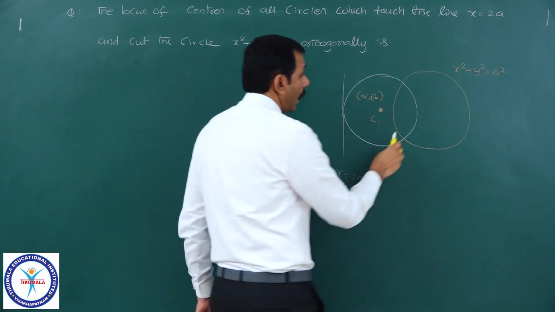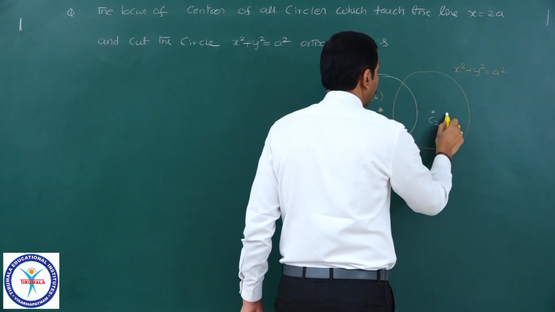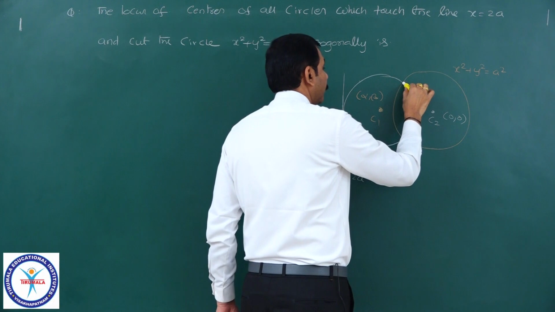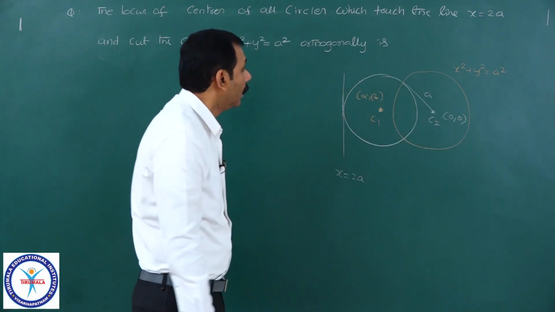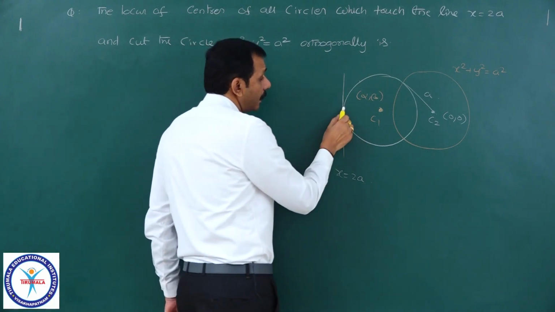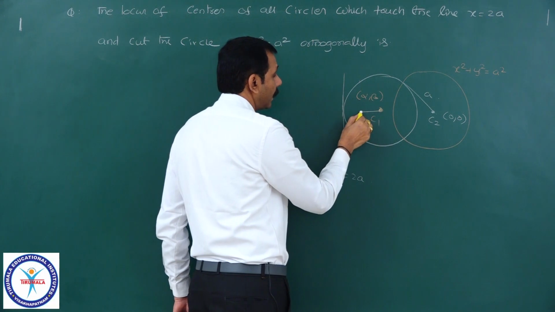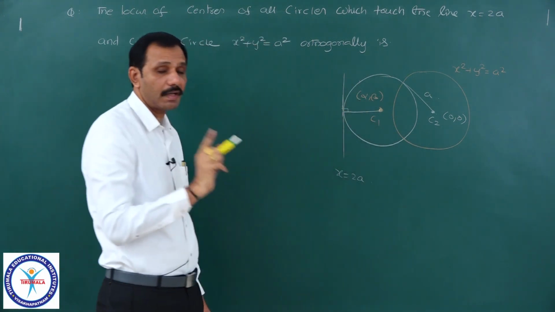As usual, I will take C2 as the center of this circle. What is this one? 0 comma 0. And of course, the radius of this circle we know. What is this radius? It is equal to a. And now the radius of this circle is nothing but the perpendicular distance from center alpha comma beta to this line, because it is a tangent to that circle.